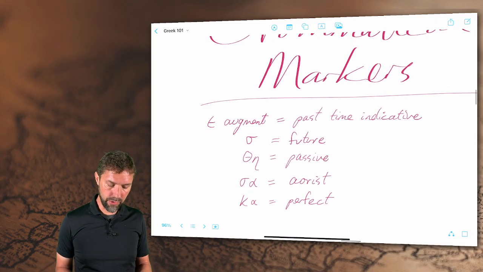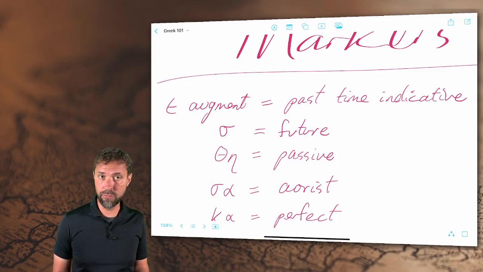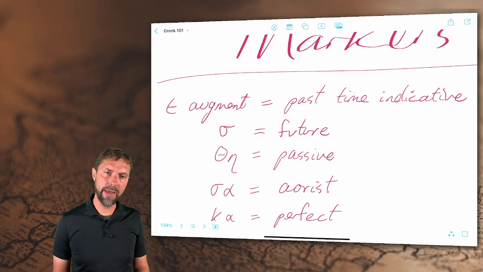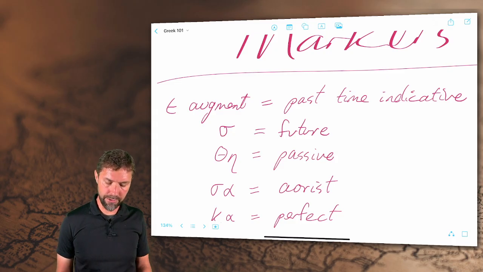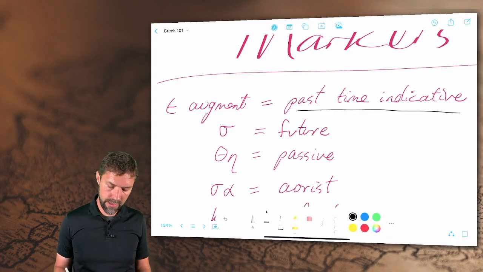We've already picked up one of these, the epsilon augment. Remember with our imperfect forms we do eluon, lu, okay, put the epsilon on the front of it. And that augment we've learned can appear in different variations and forms and ways. But that basic epsilon augment pattern is a marker of the past time indicative. Okay, each word of that is important.